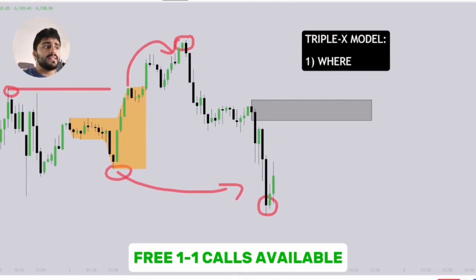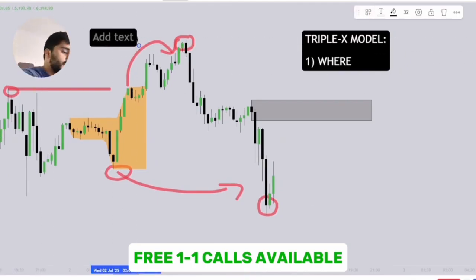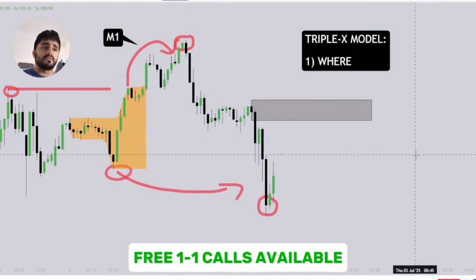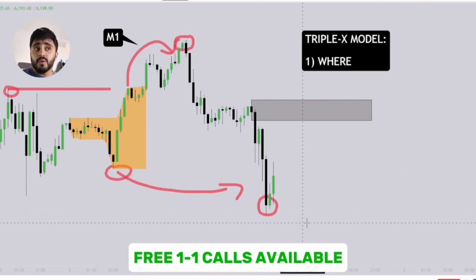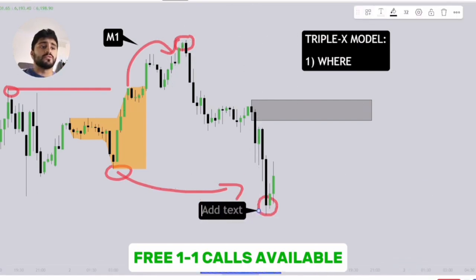in my head is that we see a manipulation over here. So this is what we call manipulation phase 1. I'm just going to write M1, manipulation phase 1. This is buyers being enticed. Those buyers get stopped out, they get manipulated out. This is when we have manipulation phase 2. So we've taken out sell side liquidity in the form of the Asian range low. So this is going to be manipulation phase 2.